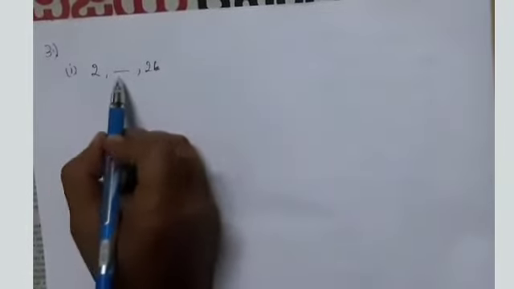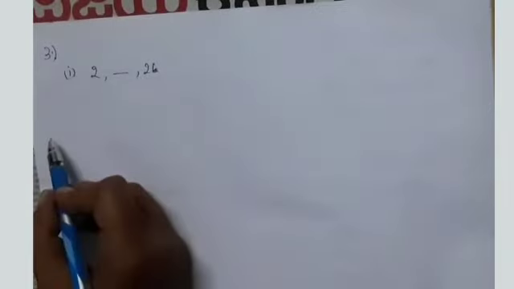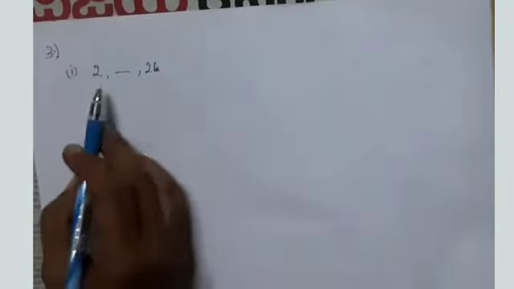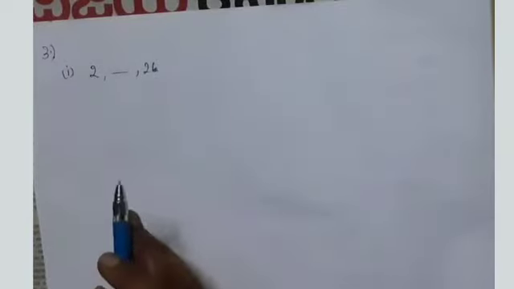So now in third main you are asked to find out, in the following APs find the missing terms. The first one given for you is 2, dash, 26. So here you are given a blank. You have to find out this term which is not given for you. So what do you know about the terms here? In an AP we know that the difference between the consecutive terms will be equal.